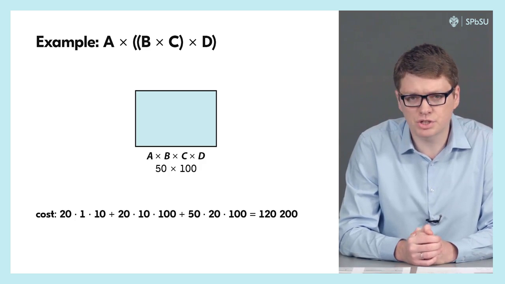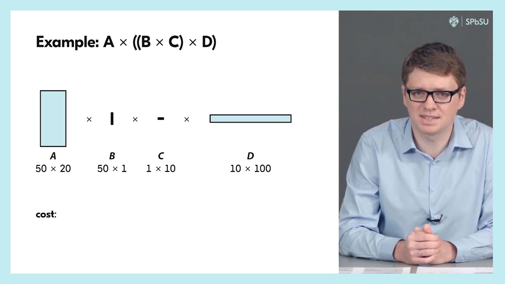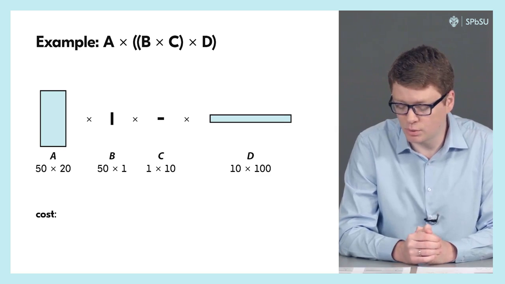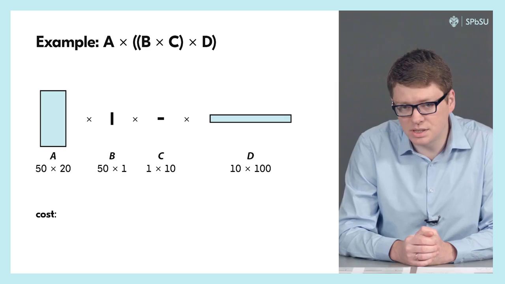Now let me show you that in some other order of multiplication of the same matrices, the cost is much lower. So assume that we first multiply A by B and then multiply it with C by D.